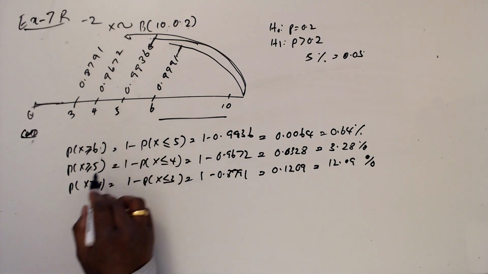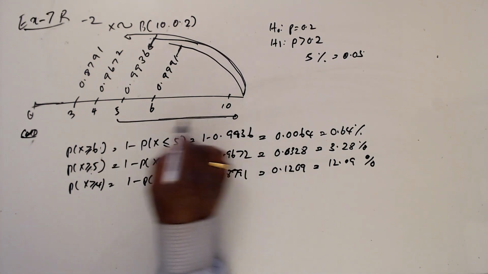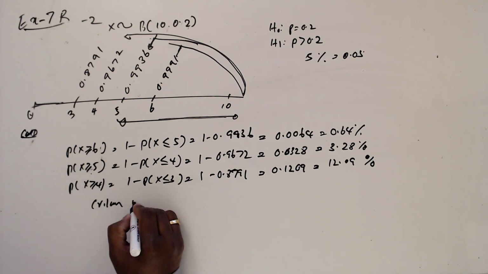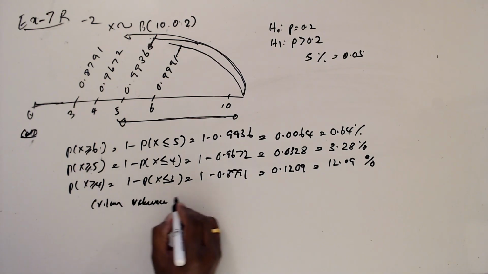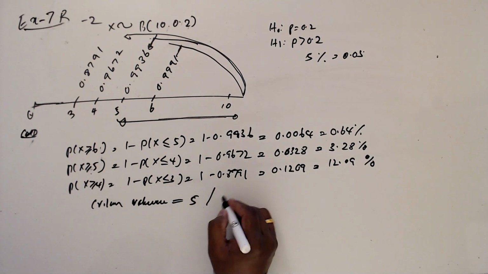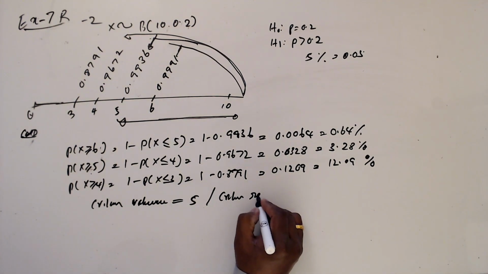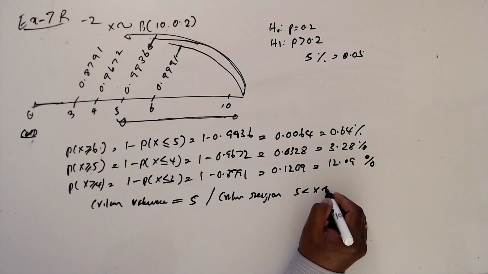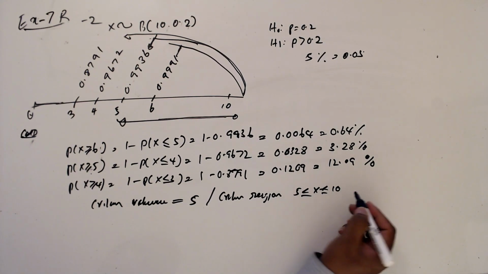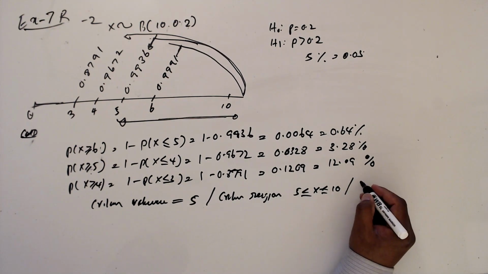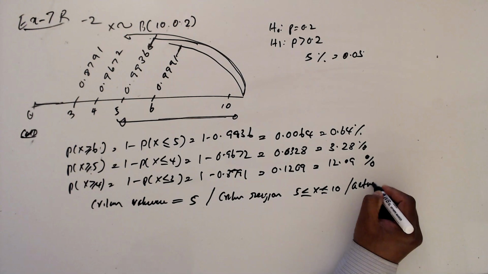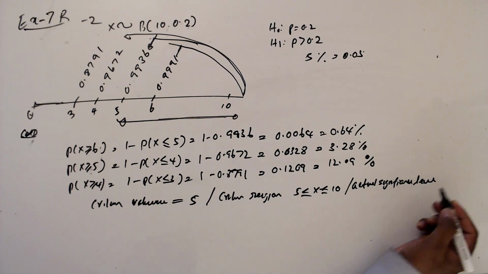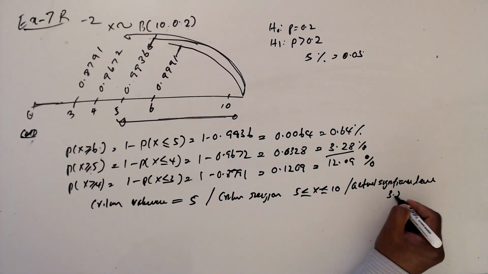In that case, 5 and greater is the critical region. The critical value, the first value to fall into the region, is 5. So the critical region is 5 less than or equal to x less than or equal to 10, and the actual significance level is 3.28%.